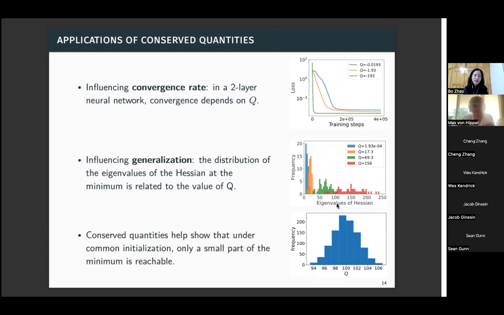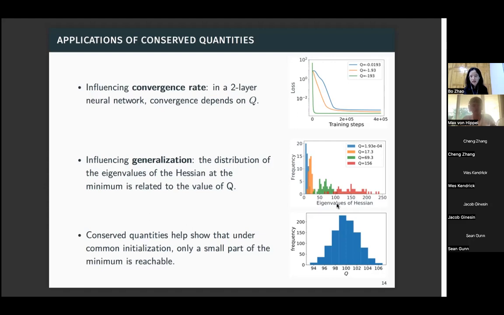And another useful thing about conserved quantities is that since they partially parameterize the minimum, they can help show that only a small part of the minimum is reachable. So in this experiment, we initialize the parameters using Xavier initialization, which is a common way to initialize neural networks. And we find that the distribution of Q under this initialization is concentrated around 100, and that actually depends on the number of parameters. But the point is that the distribution of Q is kind of limited to a small range.